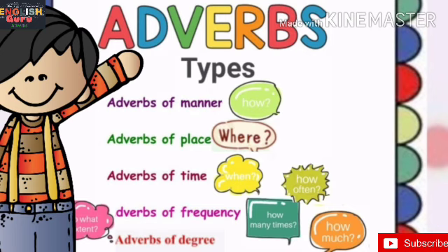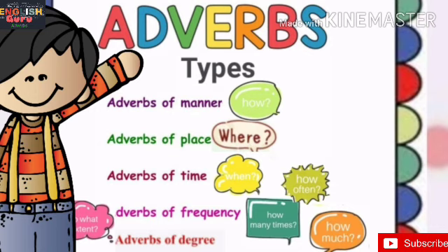Now let's have a look at the types of adverbs. The first type is adverbs of manner. It answers the question how. Then we have adverbs of place. It answers the question where. Adverbs of time. It answers the question when. Adverbs of frequency. It answers the questions how many times or how often. In the last we have adverbs of degree. Adverbs of degree answer the questions to what extent or how much.